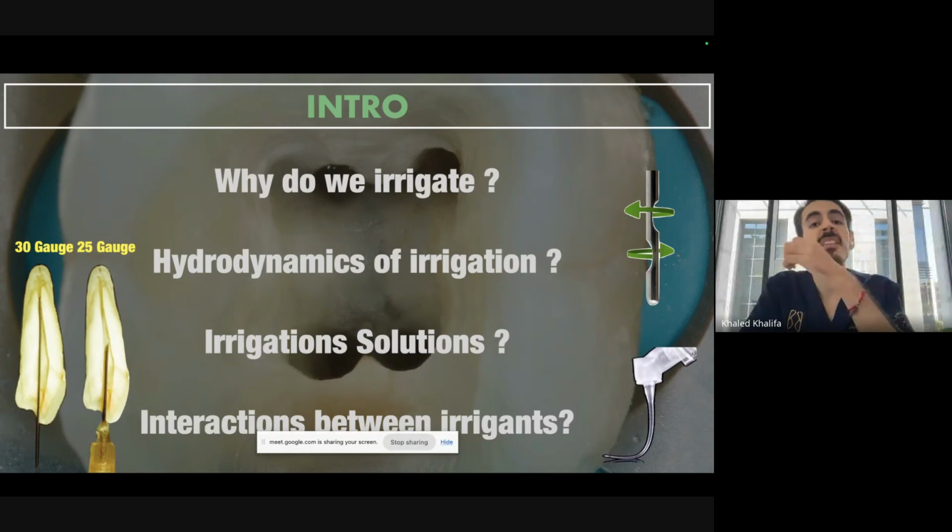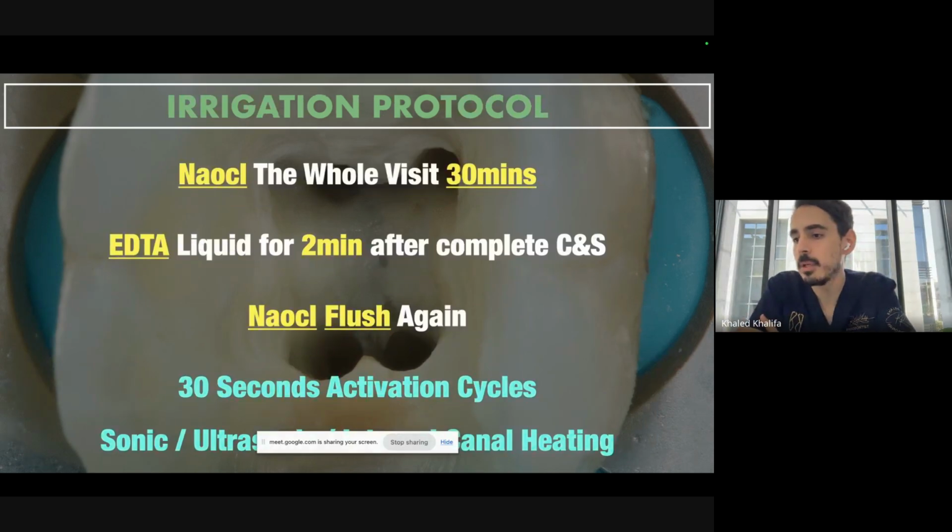If you're gonna use EDTA and sodium hypochlorite, I don't want to overcomplicate the endo by putting saline between them. You can simply use microsuction to remove the sodium hypochlorite or the EDTA before introducing the other irrigant. But if you're gonna use chlorhexidine, it's mandatory to use saline to make sure you removed all the remnants of sodium hypochlorite. Okay.